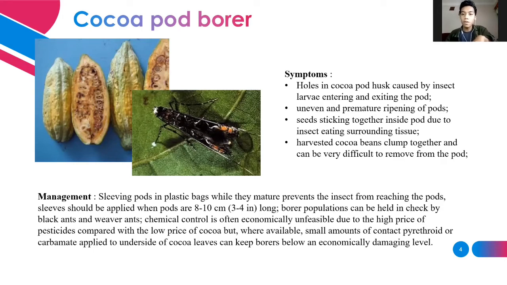Chemical control is often economically unviable due to the high price of pesticides compared with the low price of cocoa. But where available, small amounts of contact pyrethroid or carbamate applied to the underside of cocoa leaves can keep borers below an economically damaging level.